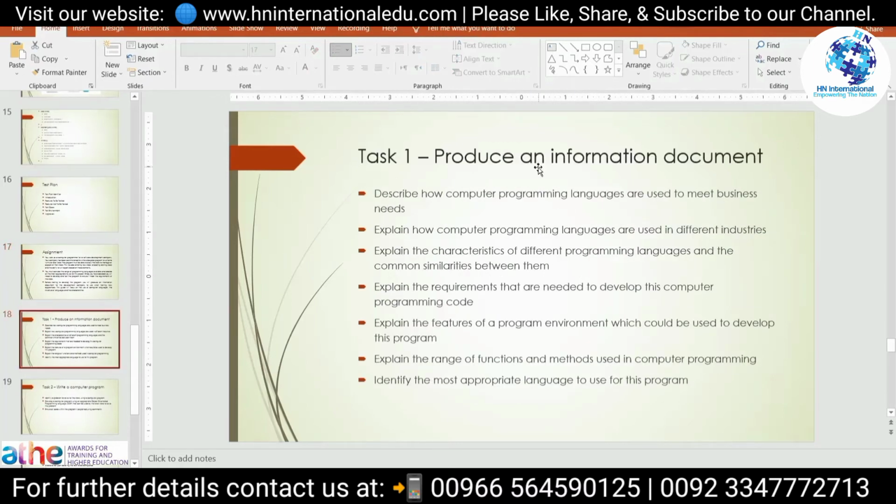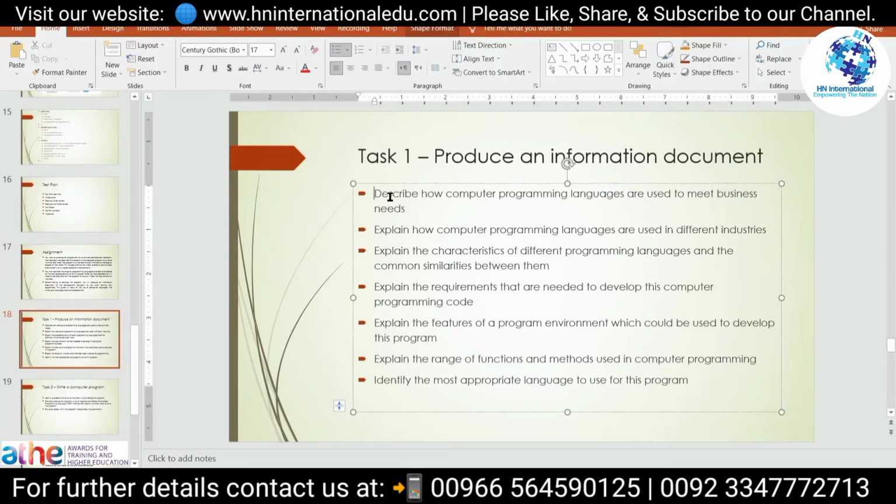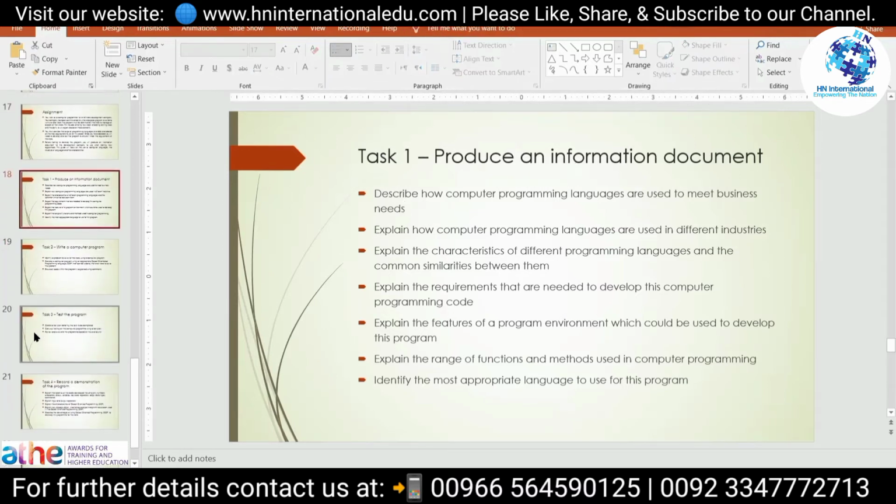Okay, I'll move forward. So here in task one, you would have to produce an information document. Describe how computer programming languages are used to meet business needs. Well, this is all theory. If you have any question from any of this, you can ask me. No, sir, from theory, I don't have any questions, but the practical part.